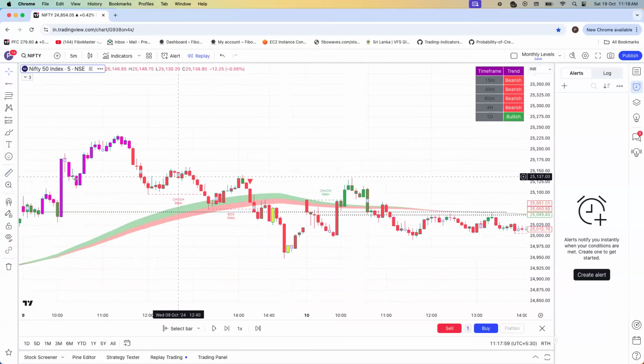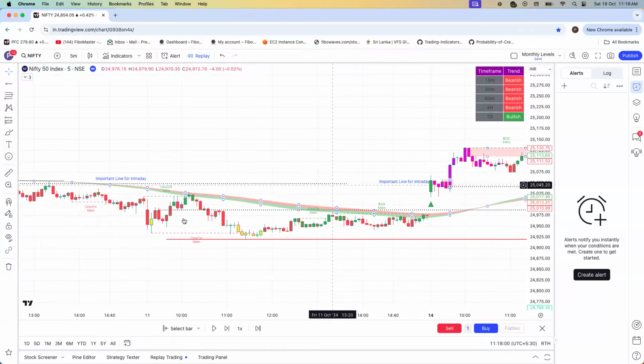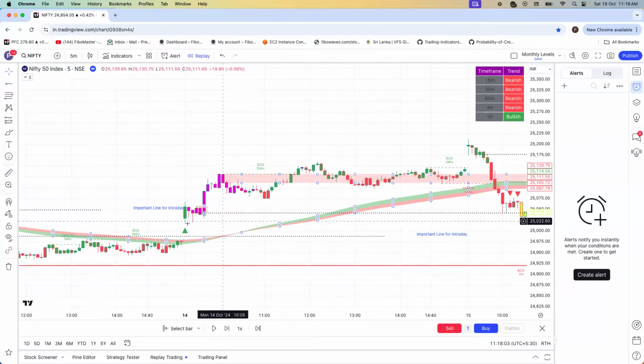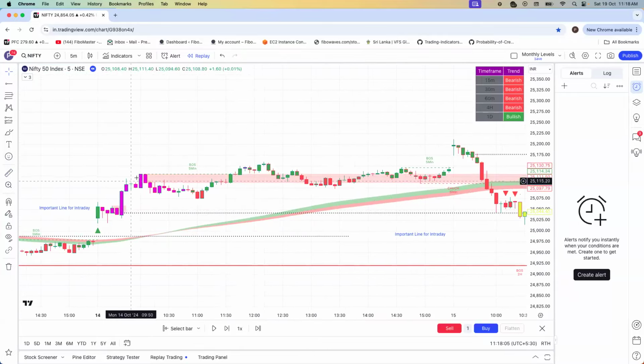Whenever you see a purple color, please hold the trades. Let's say here, see, a pink color is formed. You're holding your trades. See how big a move is coming. And then after that, when it turns to green, you still hold. When it turns to red, you exit. Again it's green, again you can hold. You're getting my point, what I'm trying to say?